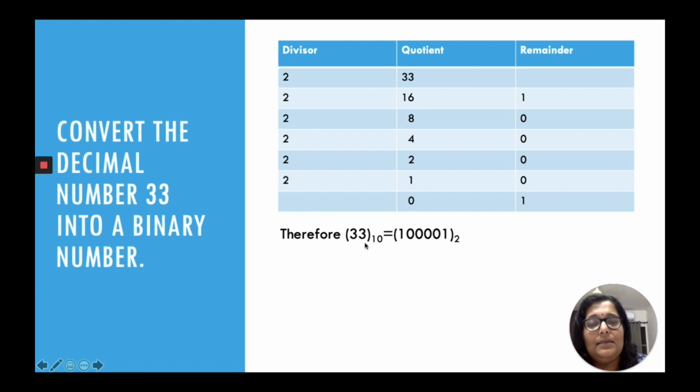Then you have to write it like this. Therefore, 33 to the base 10. Base 10 suggests that it is a decimal number and base 2 suggests that it is a binary number. You have to write not from top to bottom. You have to write from bottom to top. I repeat, you have to write from bottom to top: 1, 0, 0, 0, 0, 1 to the base 2. Shall we move on to see one more example?